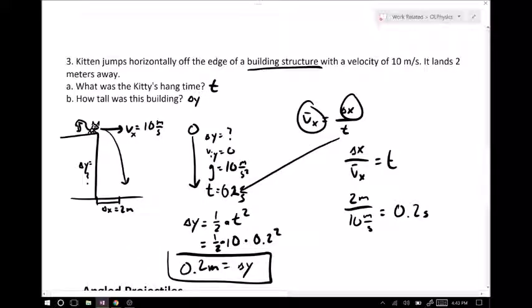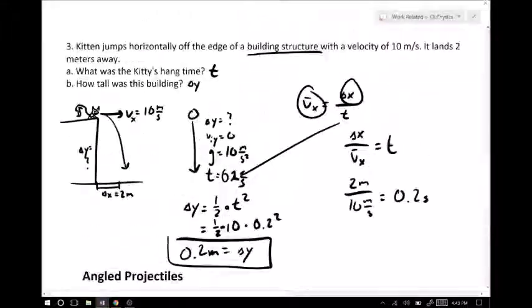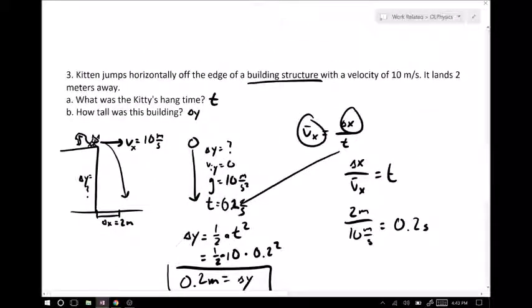So that is it for the horizontal projectiles. In the next video, we'll be looking at angle projectiles, which might be a little bit harder, but they probably will take a lot less work than these do.